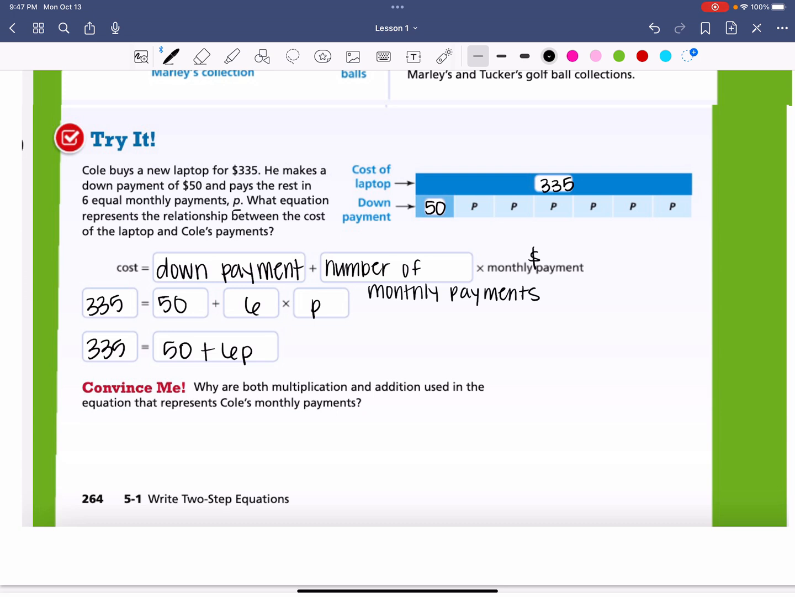Why do we need to use both multiplication and addition? Because he's already made this $50 down payment. So that is already covered out of the $335. So his payment's only going to be for what's left of the $335 once you take away the $50. So over here, his entire payment needs to equal $335. So he's already made $50. Then he needs to make 6 more payments to pay off what's left. So you add all those together, and that's how we get to our full $335. All right, let's move on.